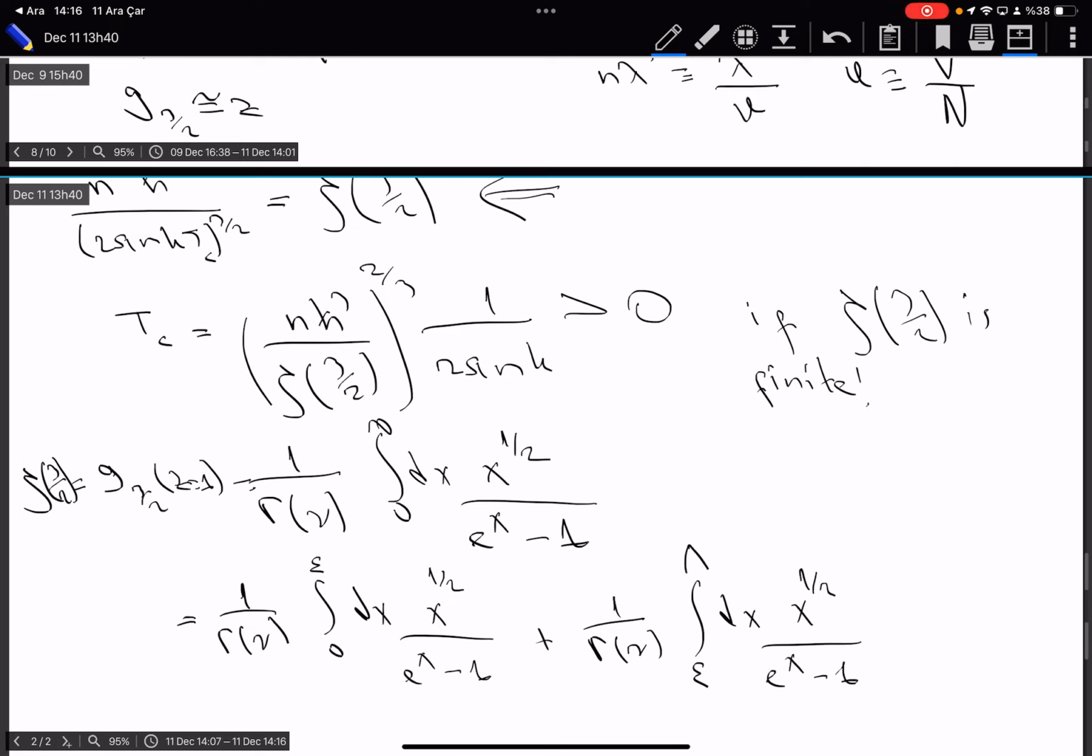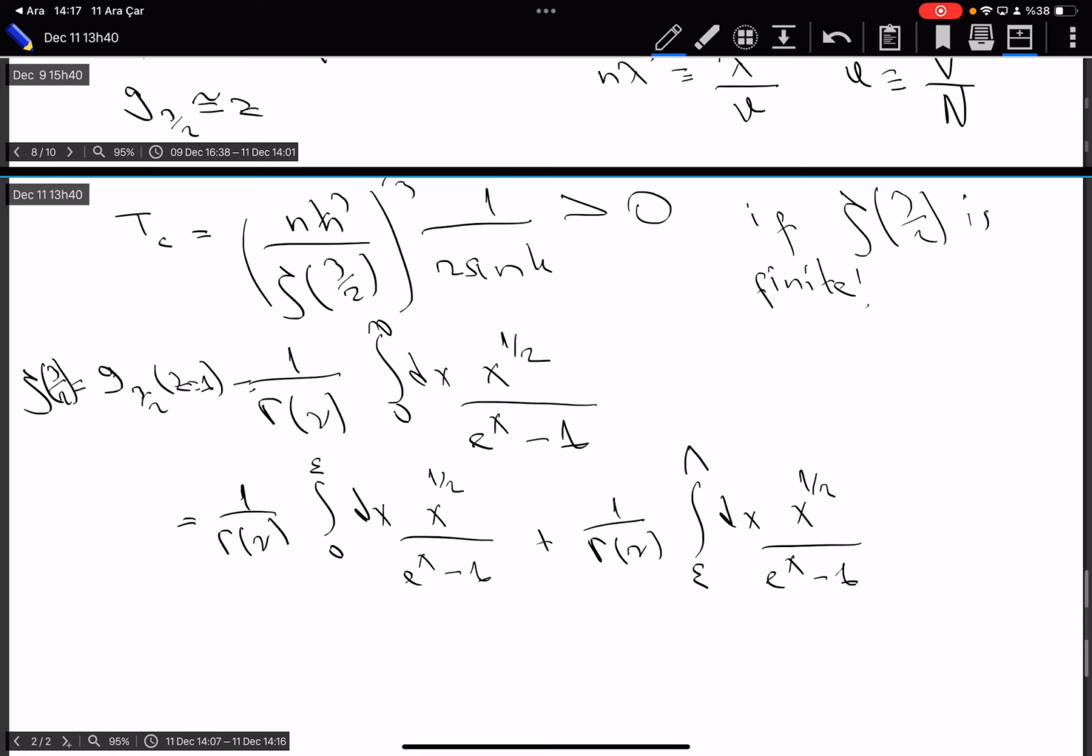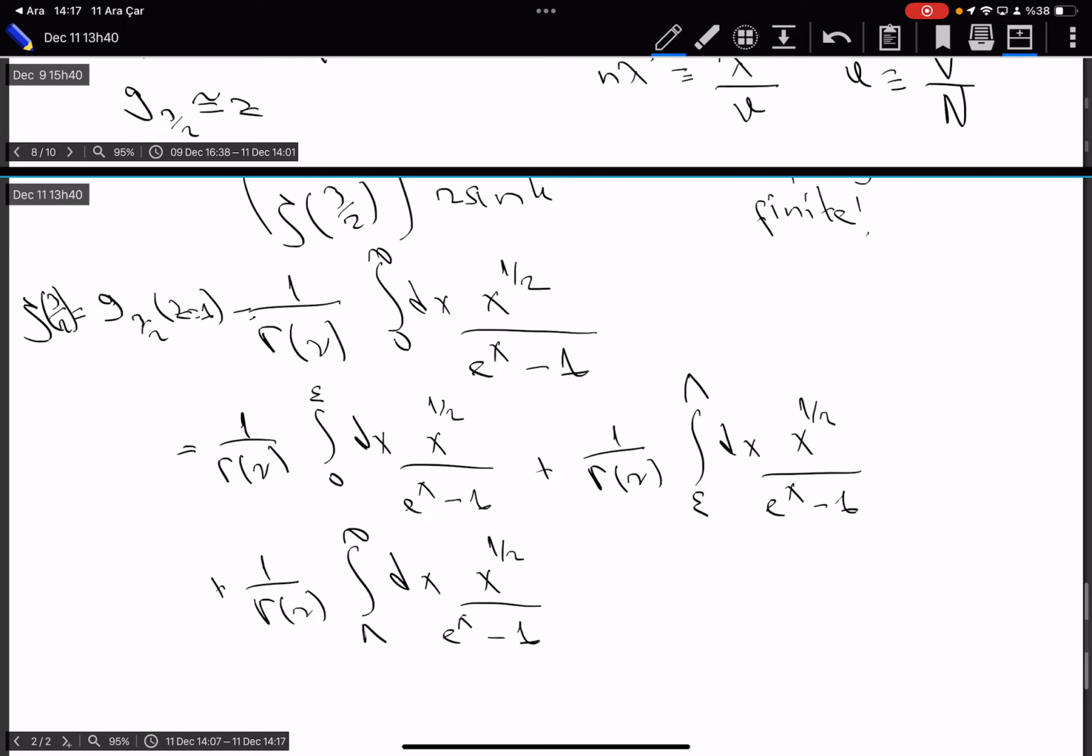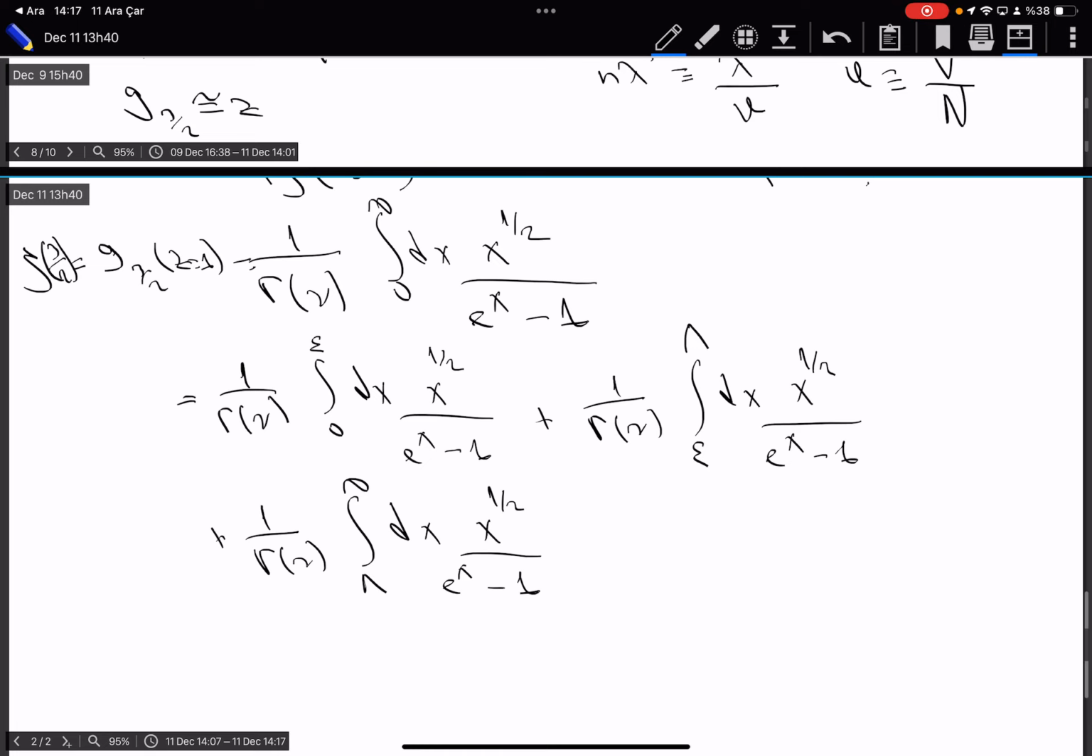Here in the first integral, epsilon was an arbitrary small number. Here now I'm taking lambda to be an arbitrary but very large number. But if you look at this integral, the integrand is finite everywhere within that range, and my integration range is finite, so that integral is definitely finite. In this last integral, the integrand is finite everywhere, but the range is infinite, so it might still diverge. Well, let's start with the last one.